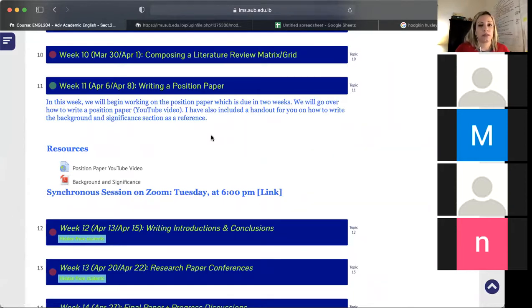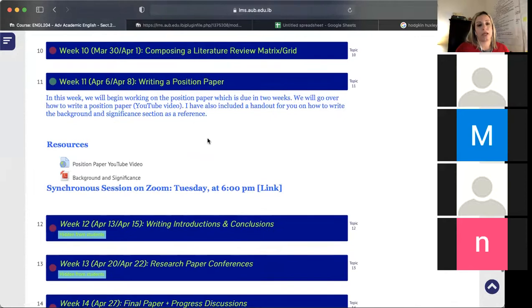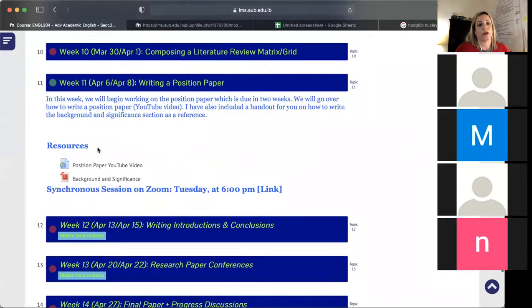And where does it fit? You can take a look at your outline. In the outline, it says where a background significance paragraph is. However, it usually follows the introduction. And after it, we have the literature review. This is what we're going to be working on this week.